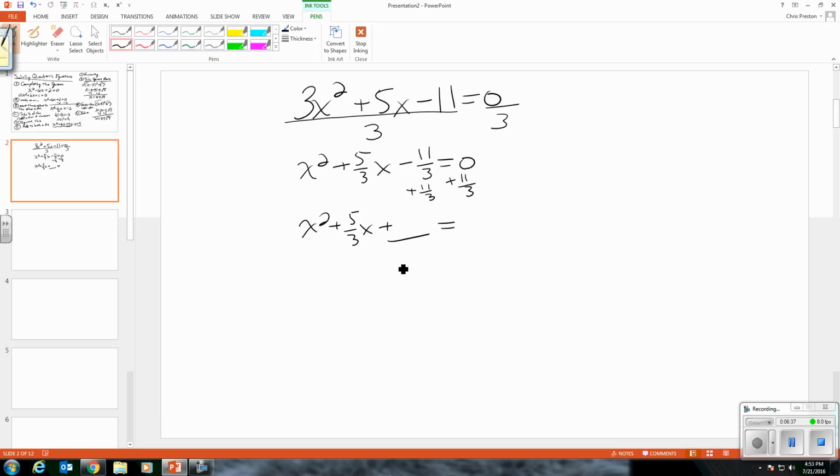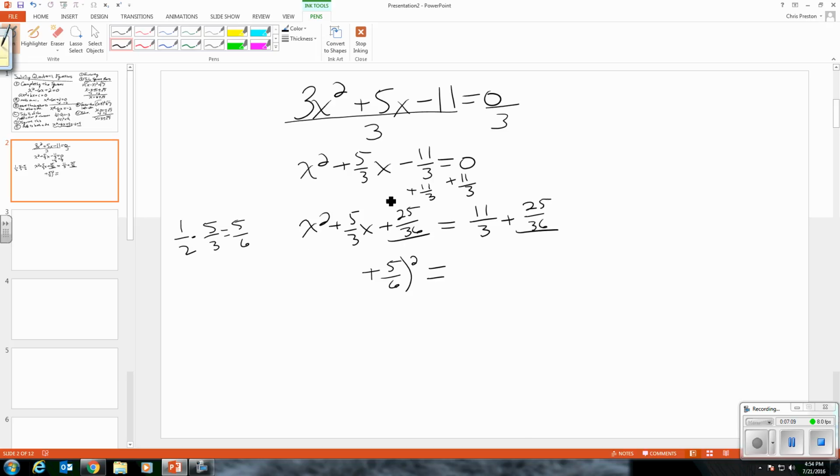After I do the whole half and square thing, I'm going to add it in here, and then I'm going to add it in over here as well. So I'm going to take half of this. If you want to take half of a fraction, you multiply it by a half. And again, top times top, bottom times bottom. So half of 5 thirds is 5/6, positive, and squared. So square the top, square the bottom, 25 over 36. So that's what I'm going to add to both sides, 25 over 36.